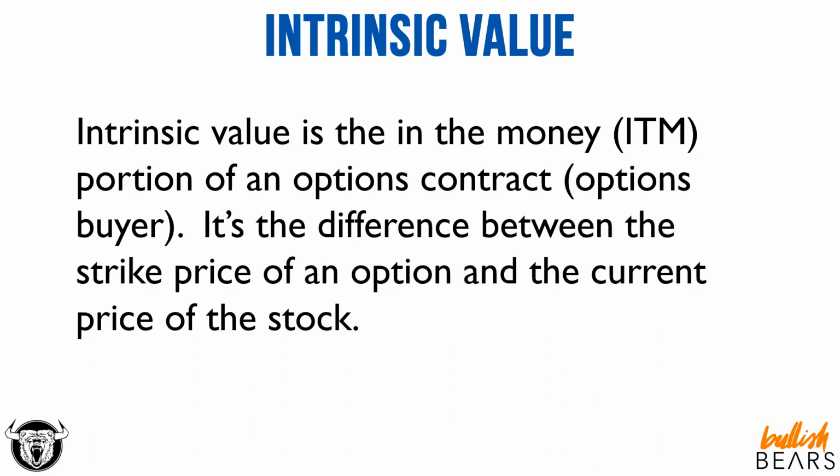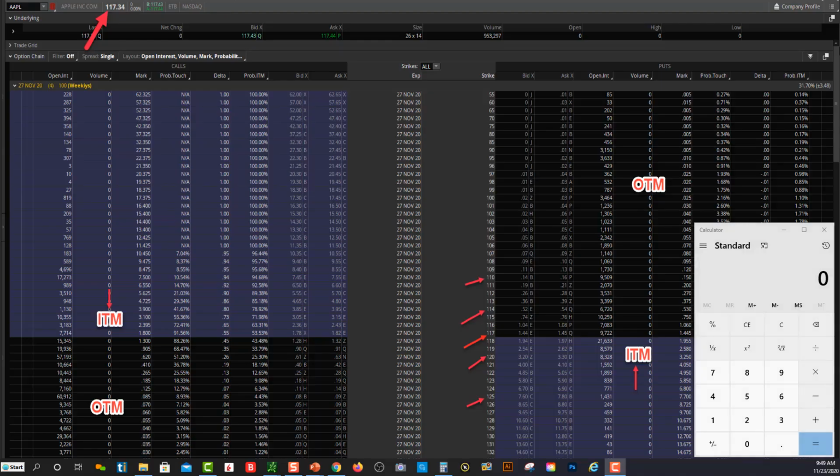Intrinsic value is the difference between the strike price of an options contract and the current price of the stock. So again, it's the difference between the current price of the stock and the options strike that you purchase. Let's take a look at several real-world examples and how you calculate the intrinsic value.